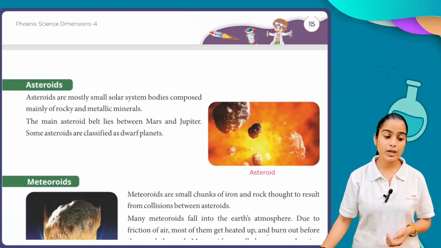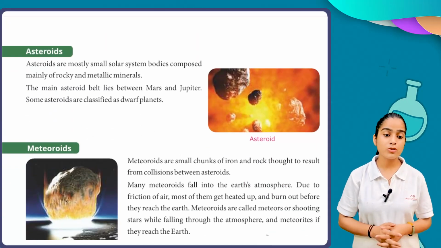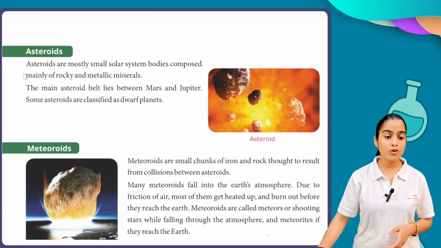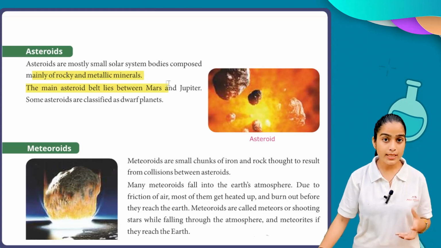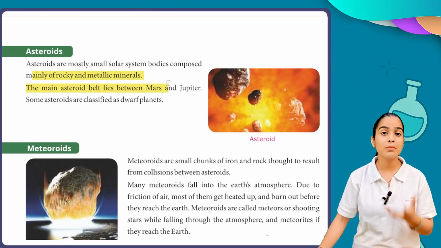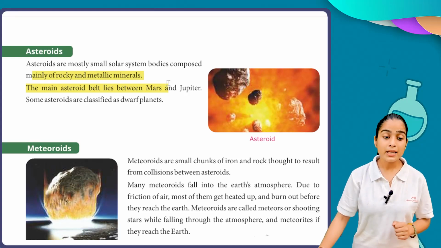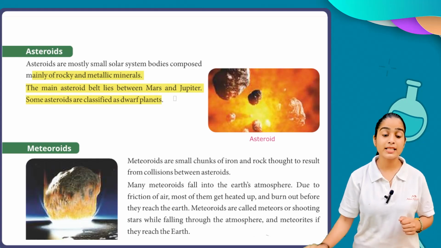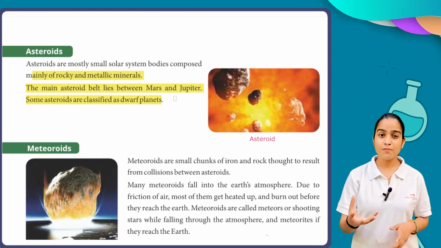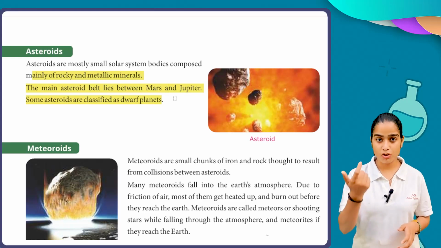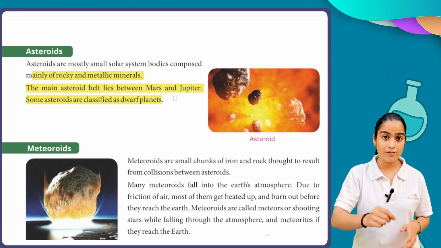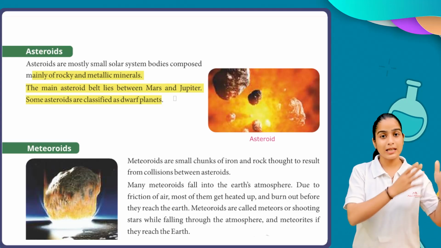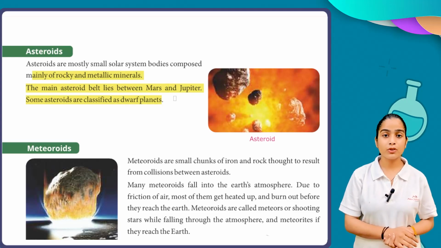Next, we have asteroids. Asteroids are mostly small solar system bodies composed mainly of rocky and metallic minerals. So basically, what we understand by asteroids is rocky and metallic material. The main asteroid belt lies between Mars and Jupiter. Some asteroids are classified as dwarf planets as well.